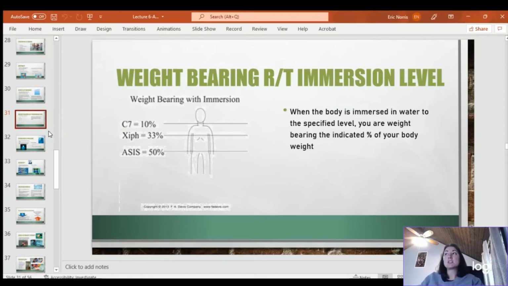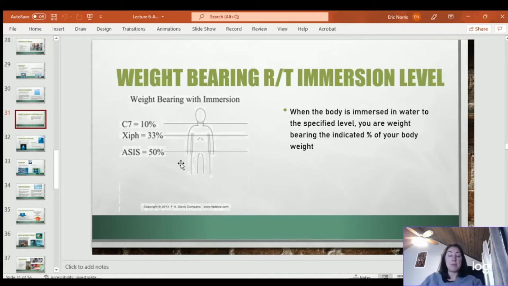Weight bearing related to immersion level. As you are submerged deeper and deeper in water, there is less and less weight bearing on your legs because of the water buoyancy. So if the water is just to your hips, your ASIS, about half of your body weight is against gravity. And so about half of your body weight is how much you are bearing weight.